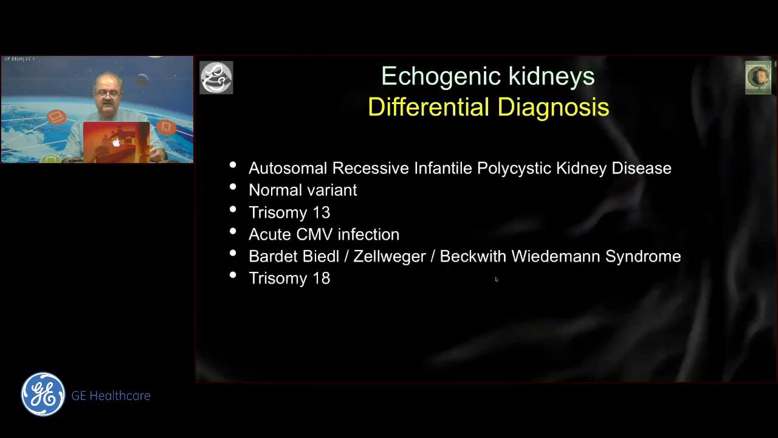We don't stop thinking in terms of just a CMV infection or an infantile polycystic kidney disease. Remember, it could be a normal variant, it could be trisomy 13, it could be Bardet-Biedl, Zellweger, Beckwith-Wiedemann syndrome, or a trisomy 18 as well. And therefore, then you start thinking on those lines, both in terms of imaging and in terms of genetics, so that you can give an appropriate perspective, because that would be important to give.